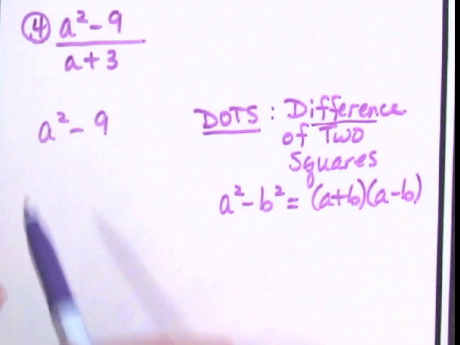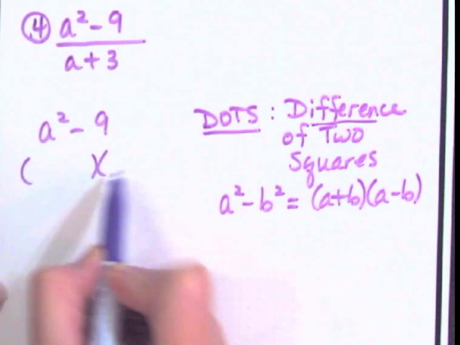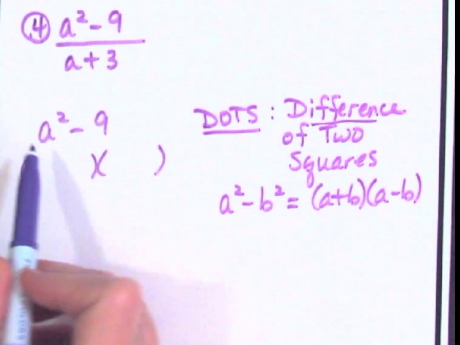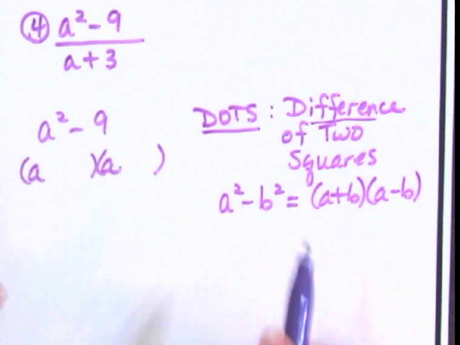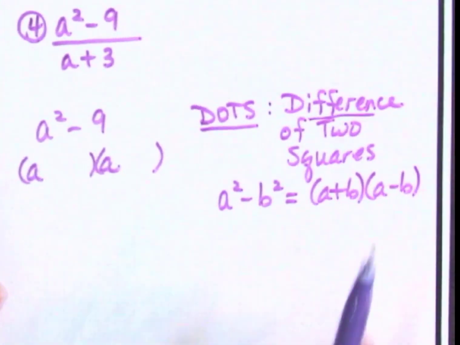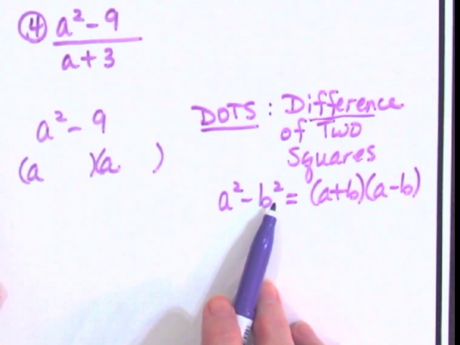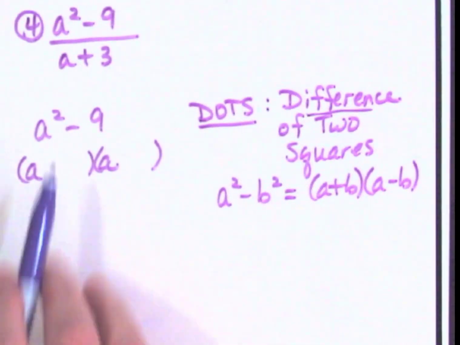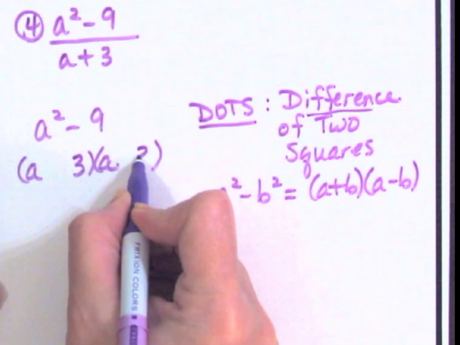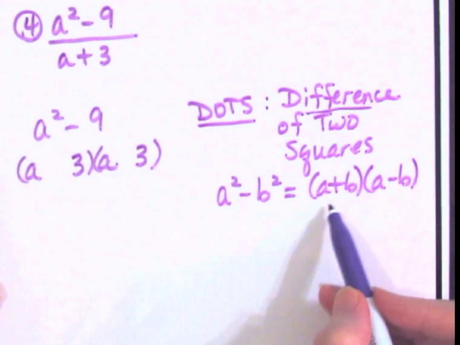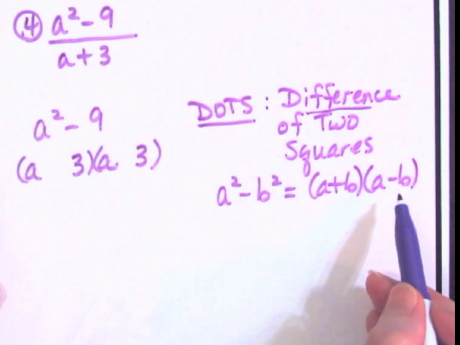So we need to think about what can we square to get a squared? Well, that would be a times a. And then the b is what we square to get b squared, the last term. So what do we square to get 9? 3. 3 times 3 is 9. And then the rule says one parenthesis has a plus, the other one has a minus.